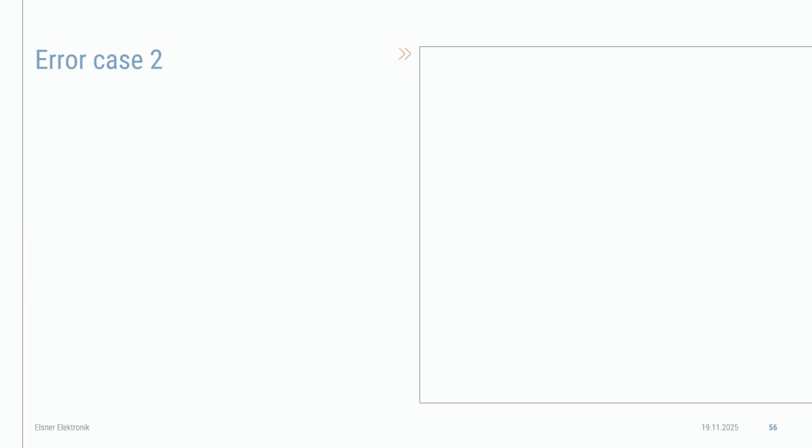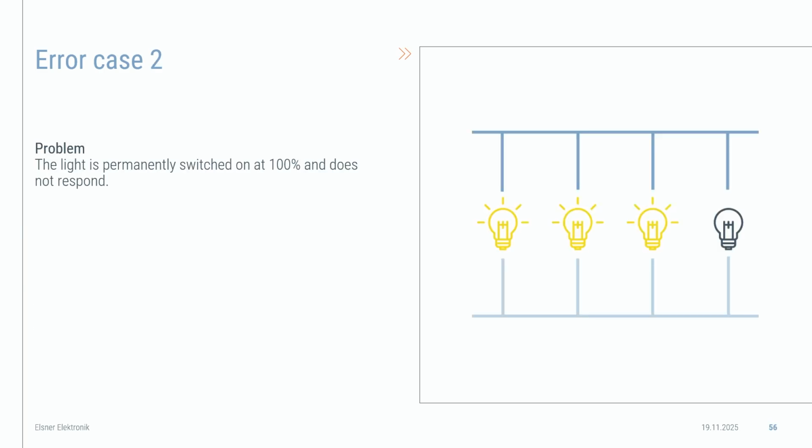And in error case number 2, here we have the light permanently switched on at 100% and it does not respond. So what could be the probable cause for this case? In this case, we can say that the DALI bus is interrupted, or an excessive voltage drop is on this device, which is preventing it from going to the value. Or the power supply or the fuse is defective. Or we can always remember to check our parameterization.